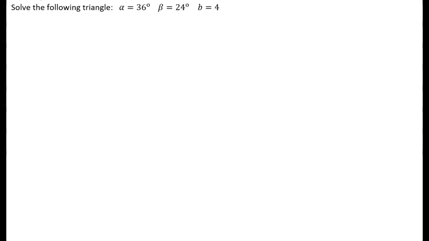Hi everyone, we have another set of information for a triangle, and we're going to see if we can figure out how to use law of sines to solve this. So I'm going to start with a picture.